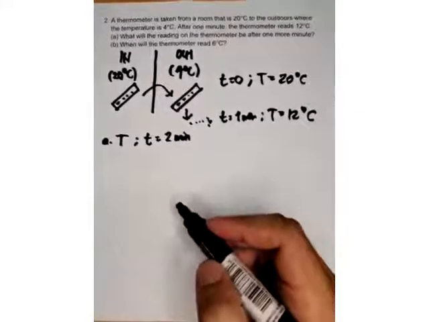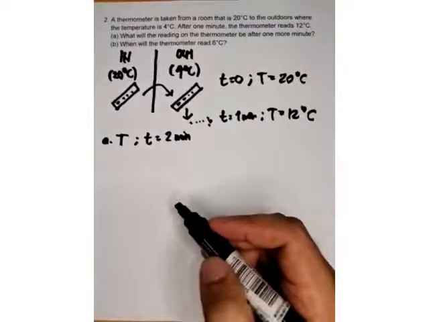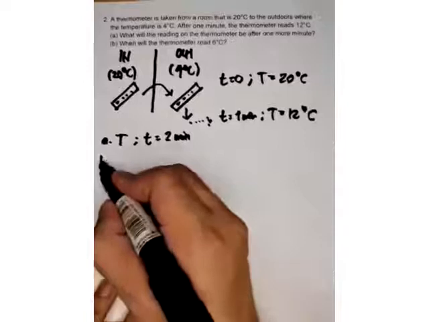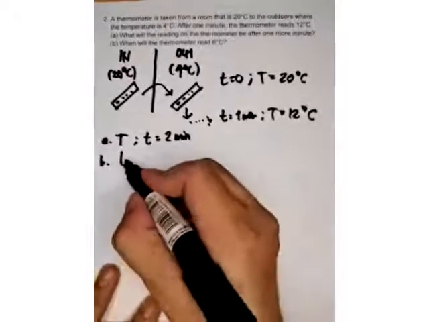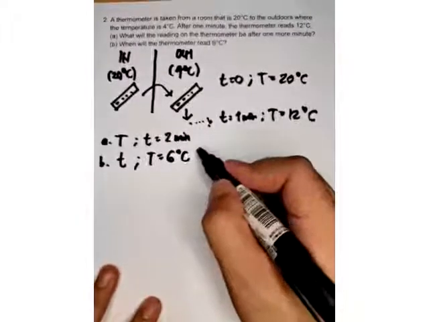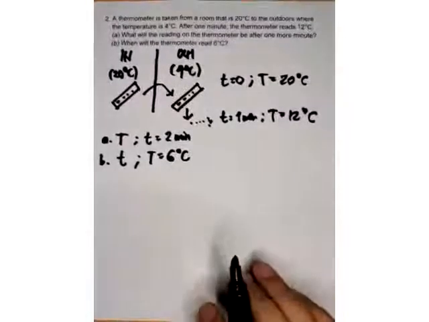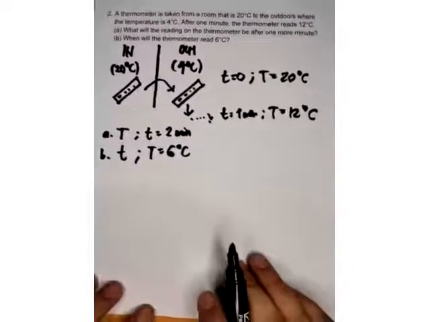So what is the temperature reading on the thermometer after 2 minutes na siyang nilabas? Okay, B. When will the thermometer read 6 degrees? Ang tanong naman dito, time, pag yung temperature ay naging 6 degrees Celsius na. Ayan. So 6 degrees Celsius. Okay, so yan yung mga questions natin.